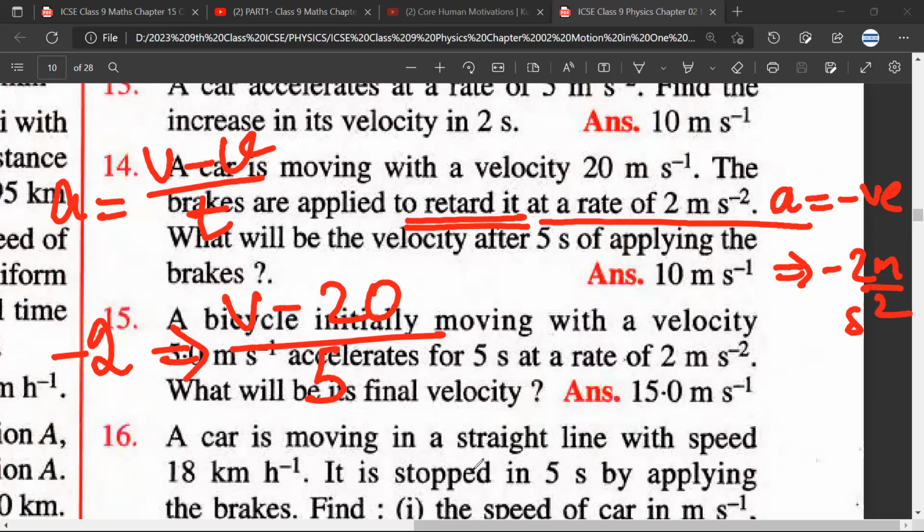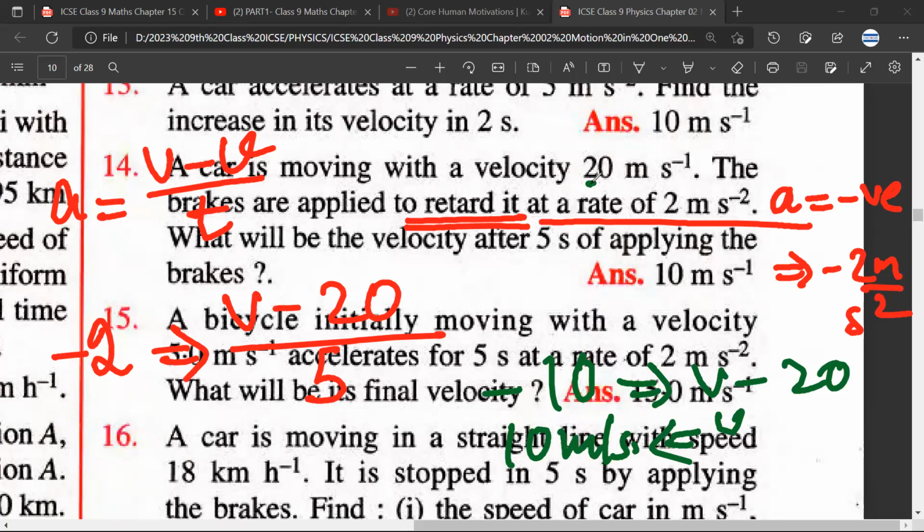So this would be equal to minus 10 is equal to v minus 20. So v would be equal to 10 meter per second. So after 2 seconds, this 20 meter per second will reduce to 10 meter per second. Avantika, any doubt? No. Okay, great.